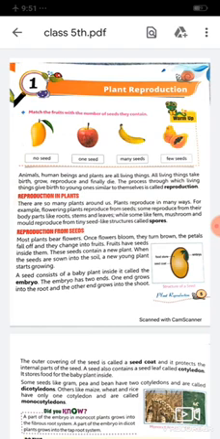So children, what is the meaning of spores? Spores are very small cells like seeds that are produced by some plants and that develop into new plants. Okay, now reproduction from seeds.